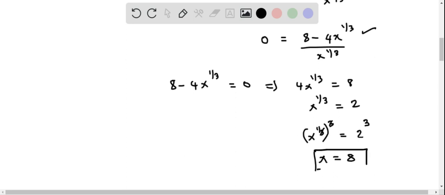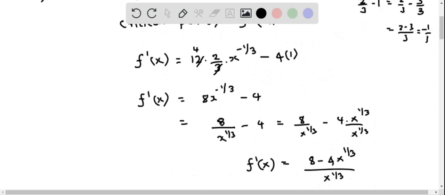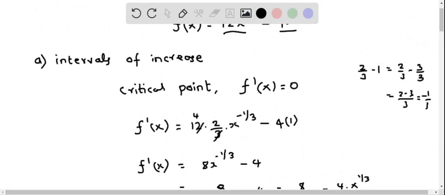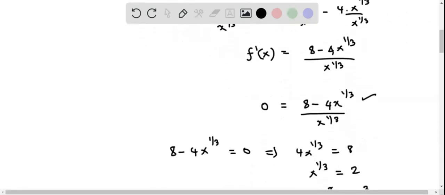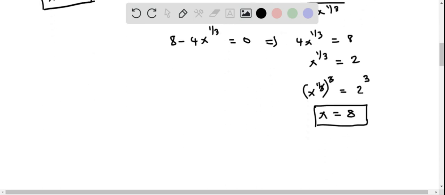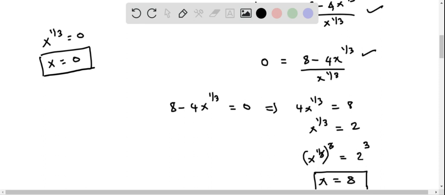So this is one of the critical points of the function f of x. We also state that a critical point is obtained when the first derivative is undefined, that is f prime of x is undefined. So using this condition, we can use this expression of f prime of x, and this is undefined when the denominator equals 0. That is when x^(1/3) equals 0, or otherwise when x equals 0. So basically we get two critical points, that is x equals 0 and x equals 8.